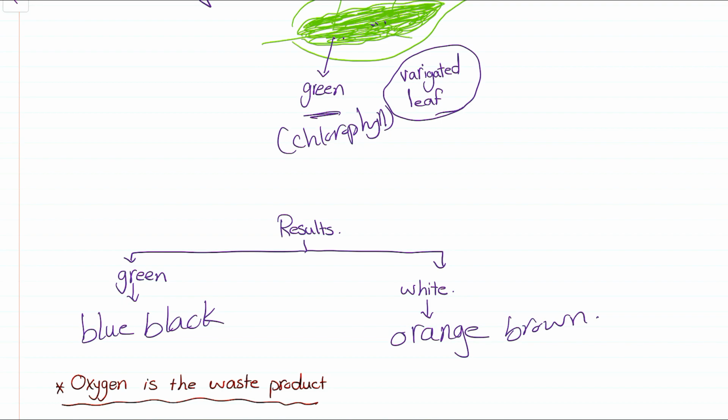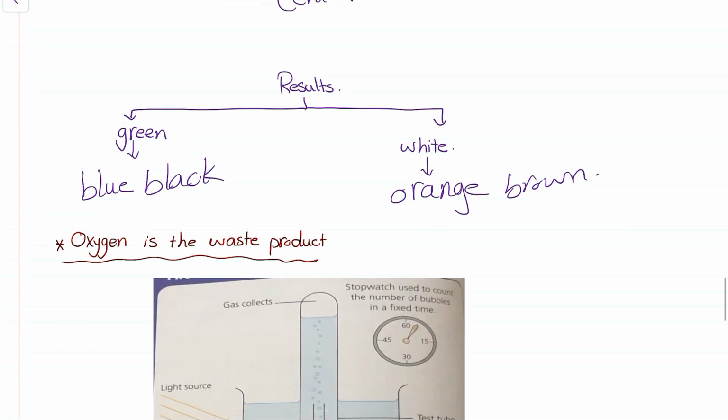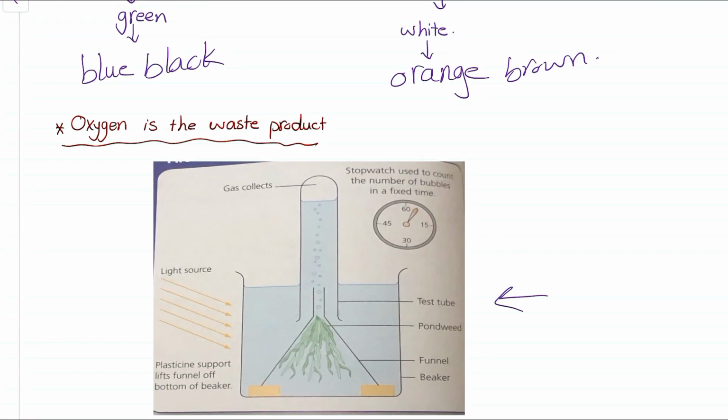Next experiment is different. It's completely separate from the other experiments. Here we need to prove that oxygen is the waste product of photosynthesis. We'll build up the apparatus like this. I have pondweed, the plant which will photosynthesize. I have a beaker and funnel covering the pondweed, and then an inverted test tube filled with water. After that, leave the apparatus under suitable conditions for photosynthesis for a few hours, and then check.